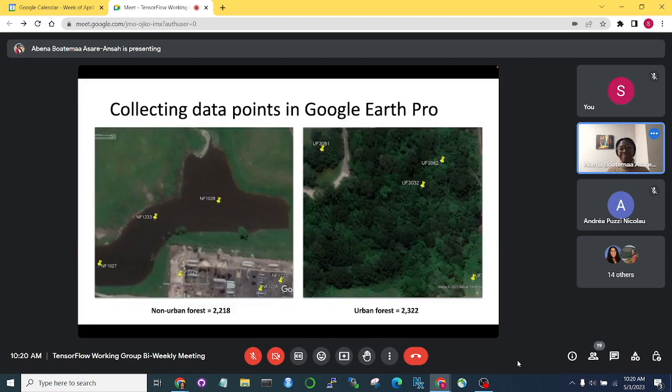Okay. So this is just some pictures showing how I collected the data points in Google Earth Pro. The NF stands for non-forest, so non-urban forest areas that included water, roads, built-up areas. And then the urban forest areas, as you can see in the image on the right, included trees like street trees, urban parks, trees in cemeteries, and things like that, as I said in the earlier slides.